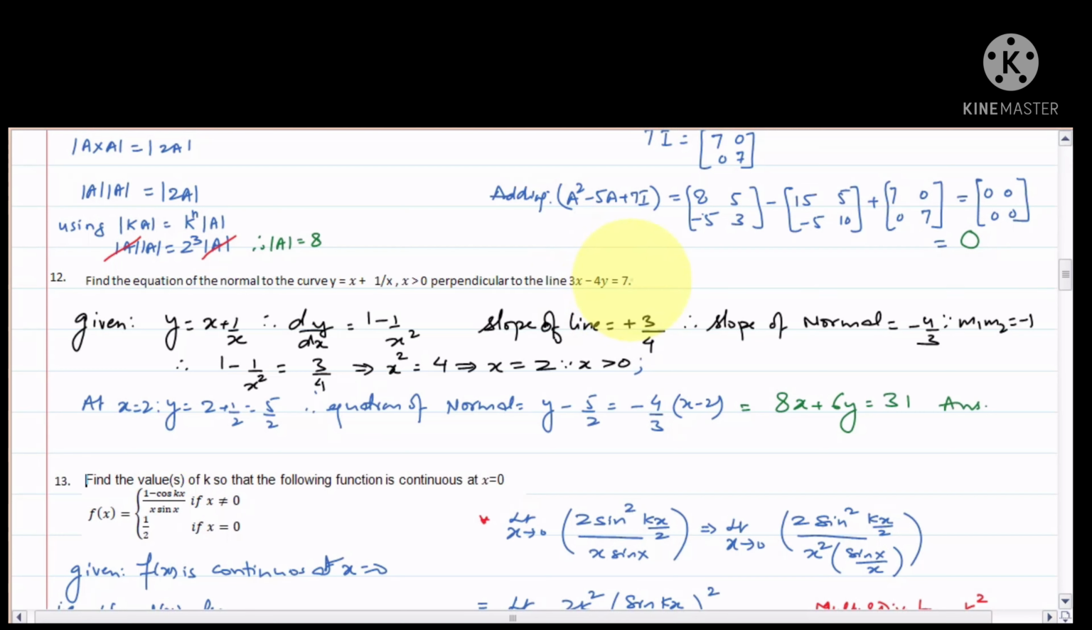So what is the slope of this line? The slope of this line is plus 3 by 4. Therefore the slope of the normal will be minus 4 by 3, since m1 m2 is equal to minus 1.